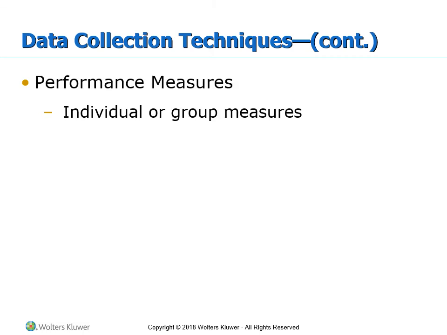So we have performance measures, and these can be individual or group measures, but this is going to depend on the specific topic that's being studied. The examples provided in the book, for example, are absenteeism or number of grievances. These are things that are objective and can actually be quantified.